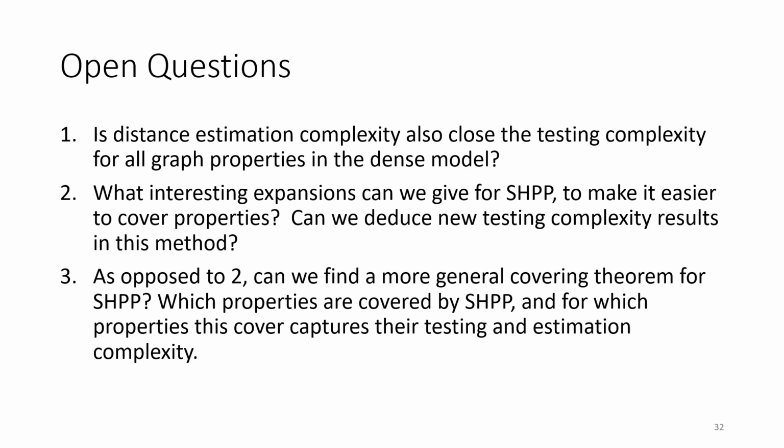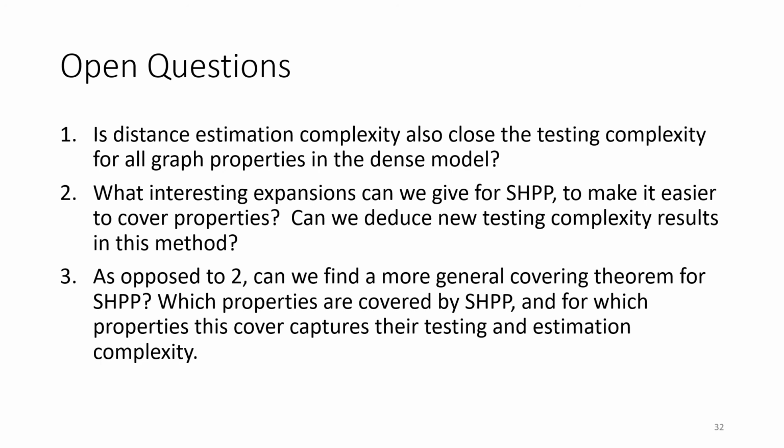Perhaps by finding different property covers, even if some of them will be less efficient than the ones for SHPPs, we can result in better bounds on distance estimation and property testing. Question 3 goes in the other direction and asks, which are the properties that can be covered by SHPPs? That is to say, with a cover of complexity that is only dependent on epsilon, because all properties are actually covered by SHPPs if you allow them to be of size exponential in n.